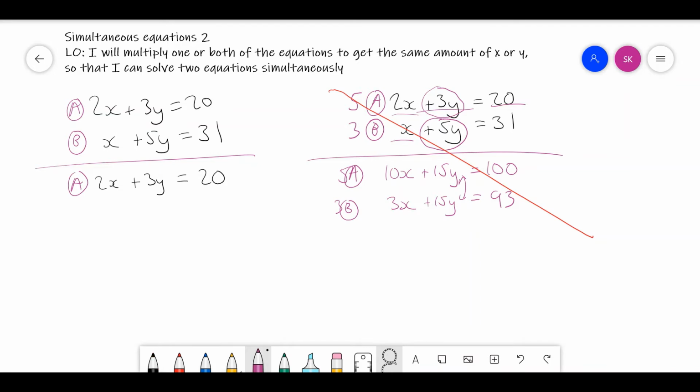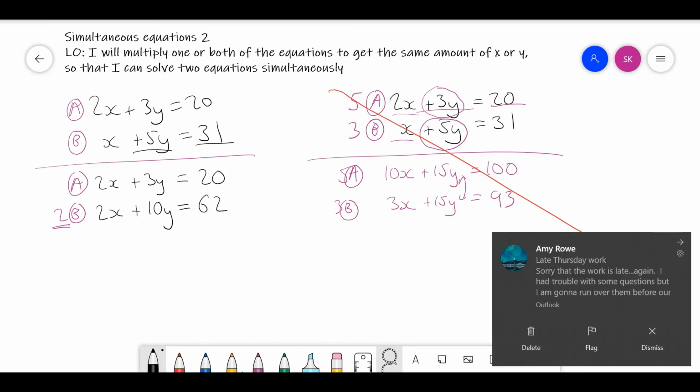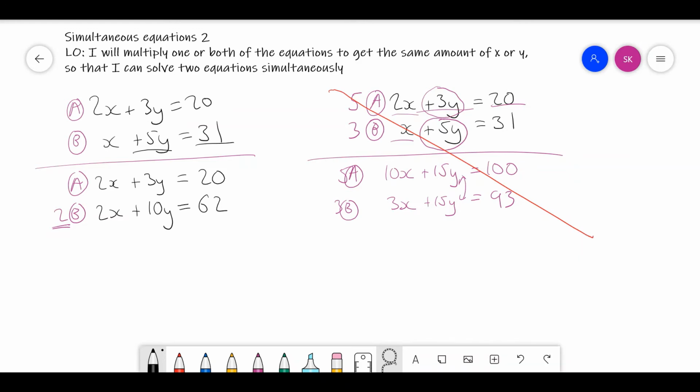B, I times by 2. You see how I write this 2 here? And that would give me 2x plus 5y times 2 is 10y, 31 times 2 is 62. So from here, that is much easier for me to eliminate the x's because all I had to do was times these things by 2.